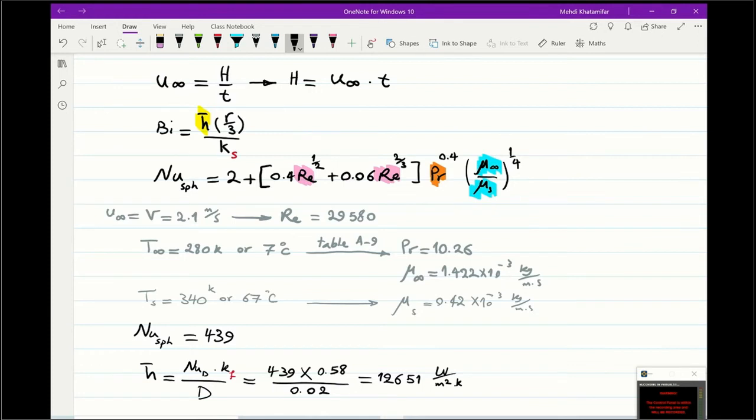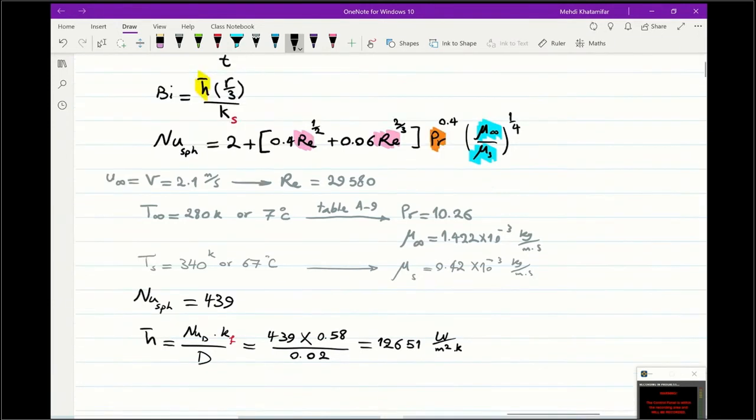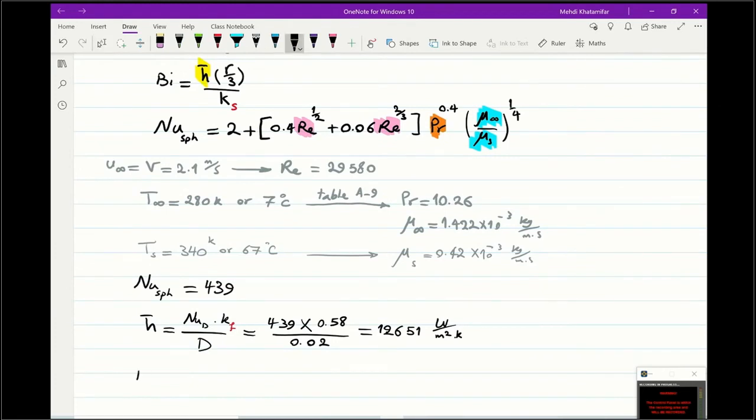Okay, so we found h. Now we can calculate Biot number. Let's find Biot number. Biot number is going to be h, which is 12,651, times radius divided by 3, divided by Ks, which is the thermal conductivity of the solid, which is stainless steel, and the question says it's 60. So if we do the calculation, it is going to be 0.703. Okay, this is bigger than 0.1.